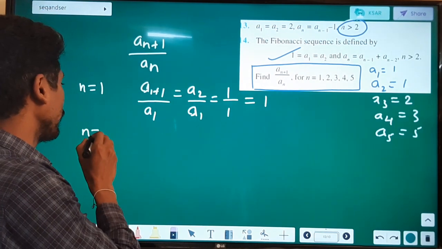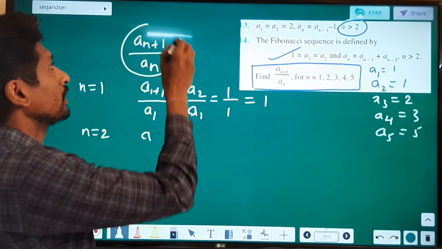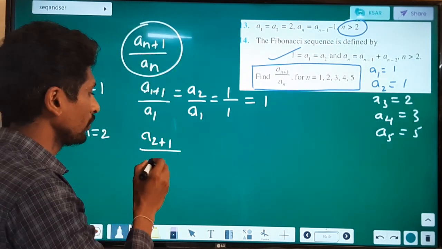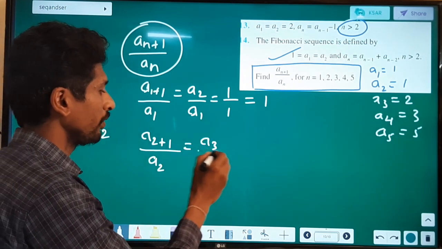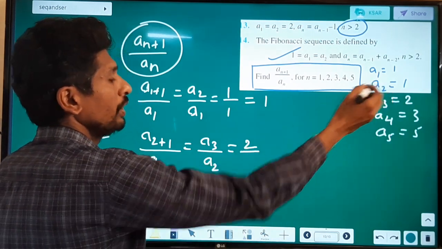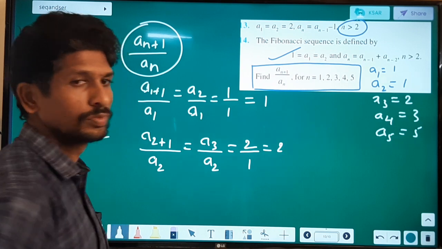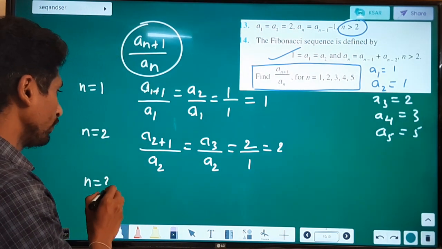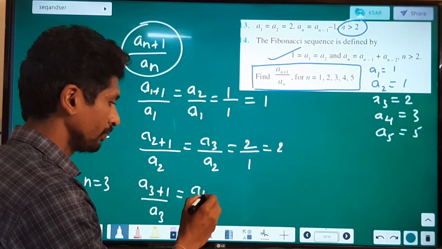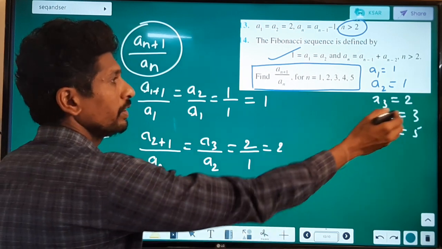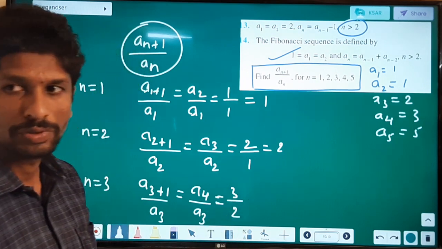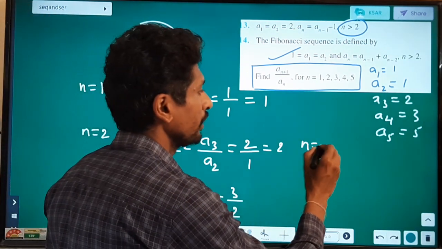Same way, let us take n is equal to 2 now. In the same nth term, a(2+1) divided by A2 here, the ratio becomes A3 by A2 now. A3 is nothing but 2 here, A2 value is 1 here, 2 by 1 is nothing but 2. Same way, let us take n is equal to 3 now. 3 plus 1 divided by 3 here means A4 by A3. The A4 is nothing but 3 here, 3 by A3 is nothing but 2. So 3 by 2 becomes the third one. So similarly considering n is equal to 4.